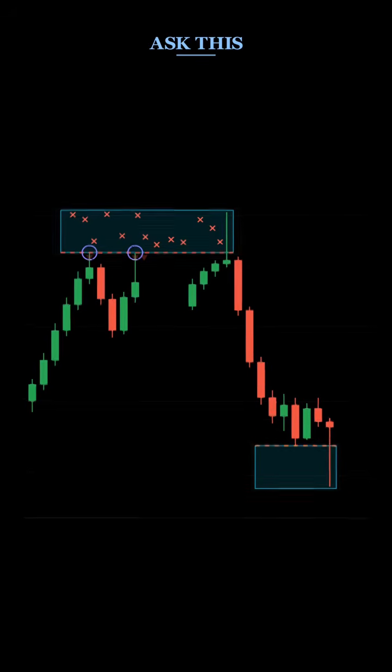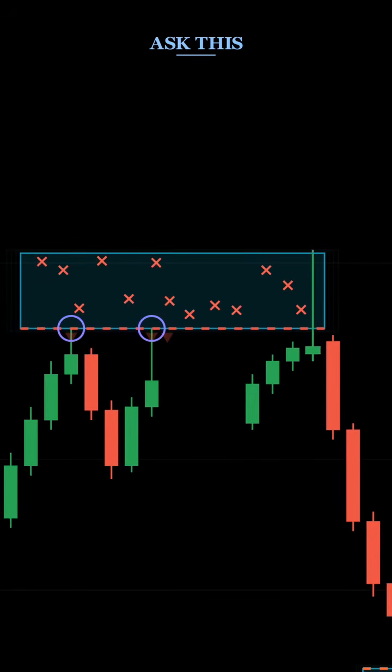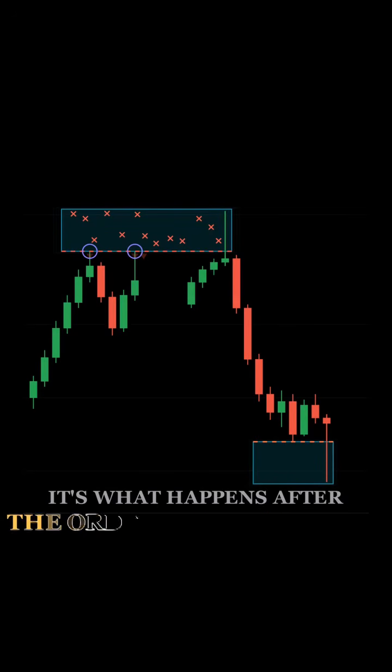Because sometimes, the most important part of the move isn't the breakout. It's what happens after the orders get triggered.